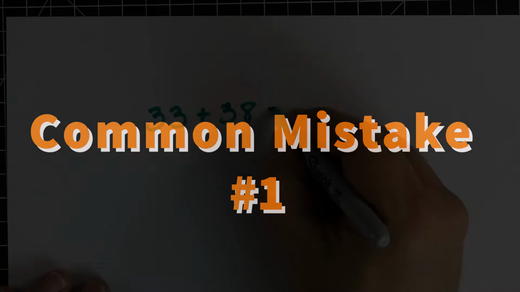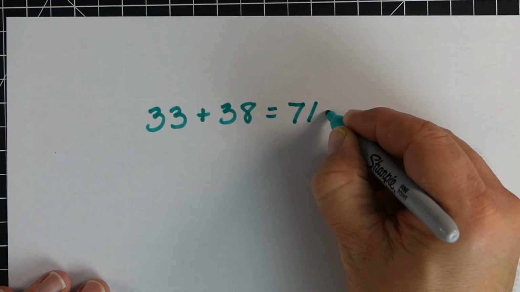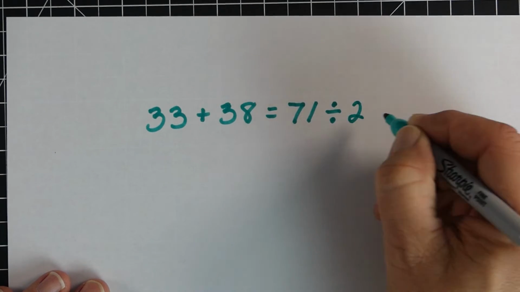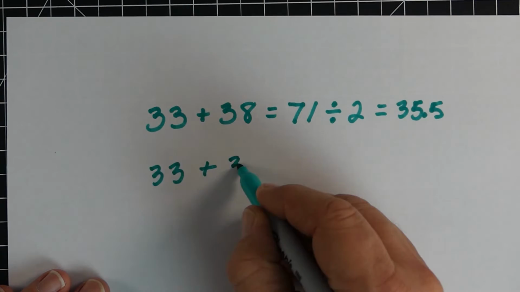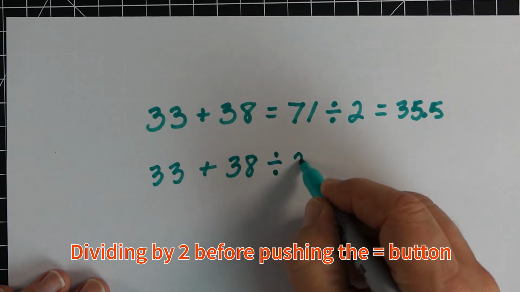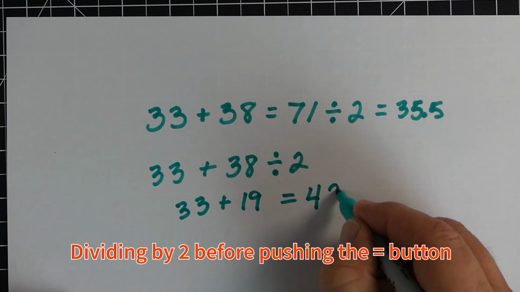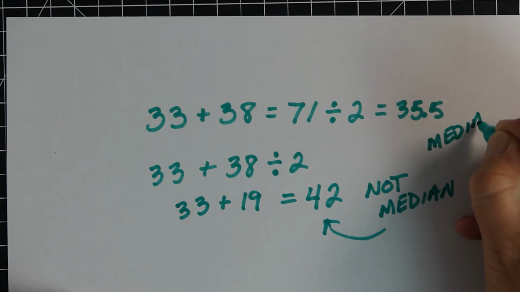Here are a couple of mistakes that students make. The first one is an order of operation problem. So normally we'd add up our numbers, hit equal, and then we would divide by 2 to get our median. But sometimes students will add the numbers up, but before they hit equal, they'll divide by 2. And this will cause a problem. They won't get the correct median.